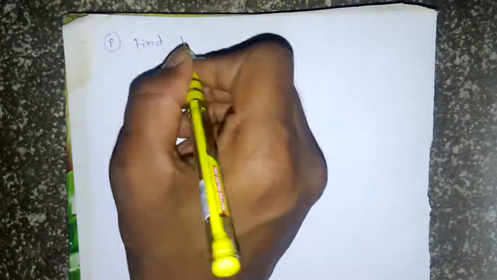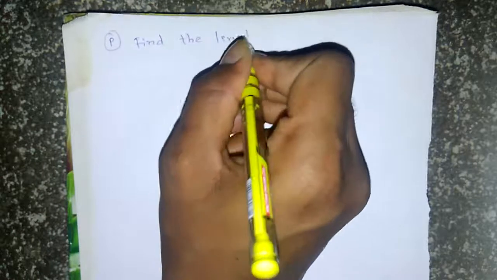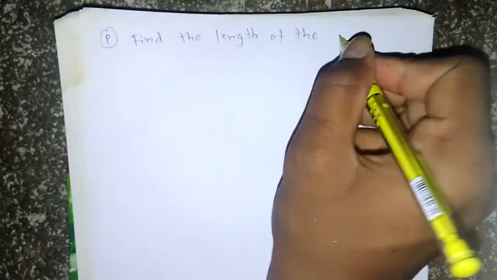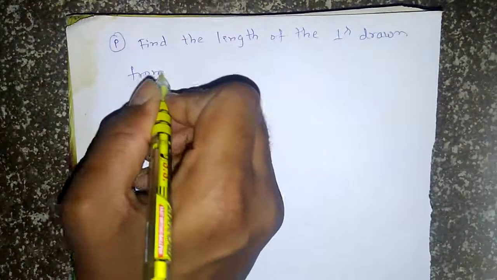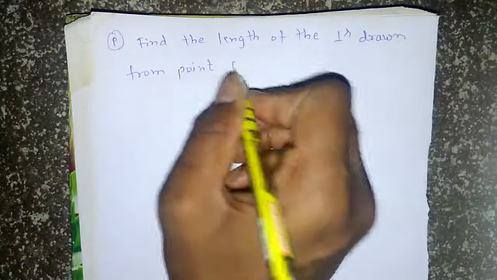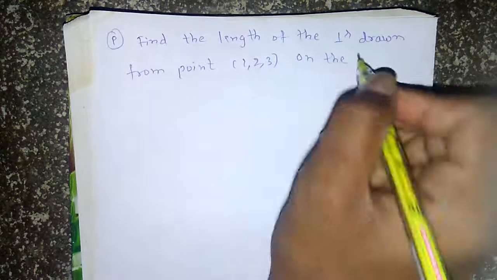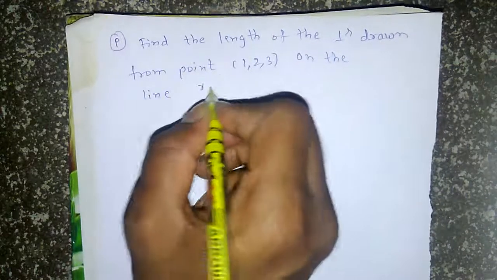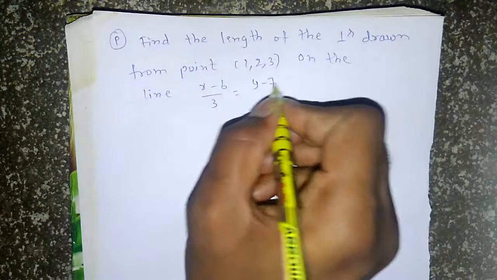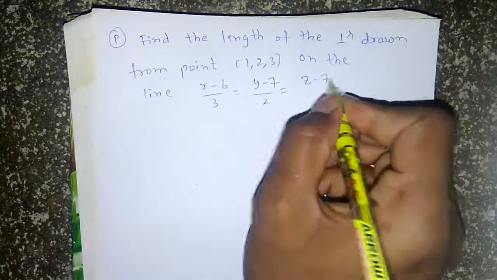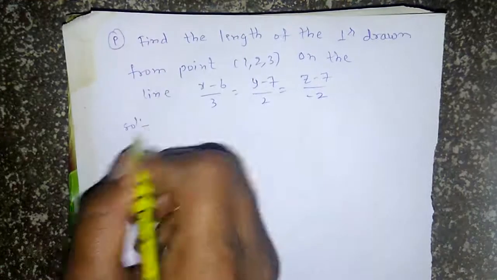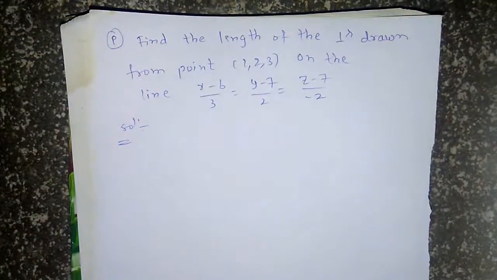Our next problem is: find the length of the perpendicular drawn from the point (1, 2, 3) on the line (x minus 6)/3 = (y minus 7)/2 = (z minus 7)/(minus 2). We can do this problem in many methods. You can do it with the 3D line method, or you can use the vector method also.